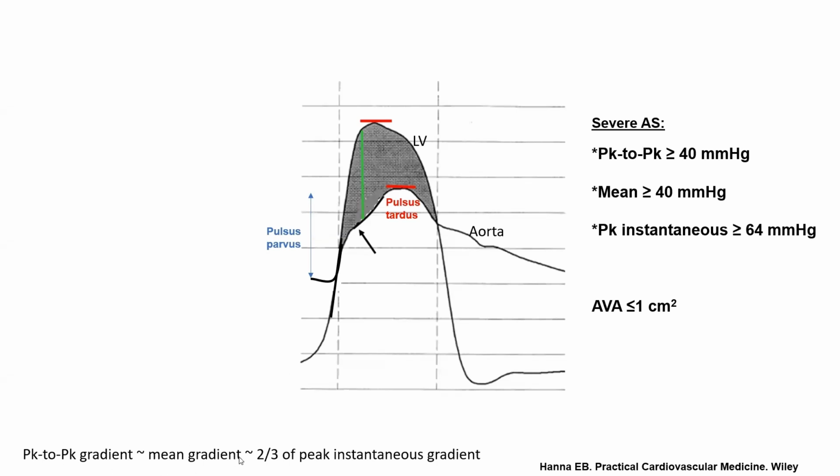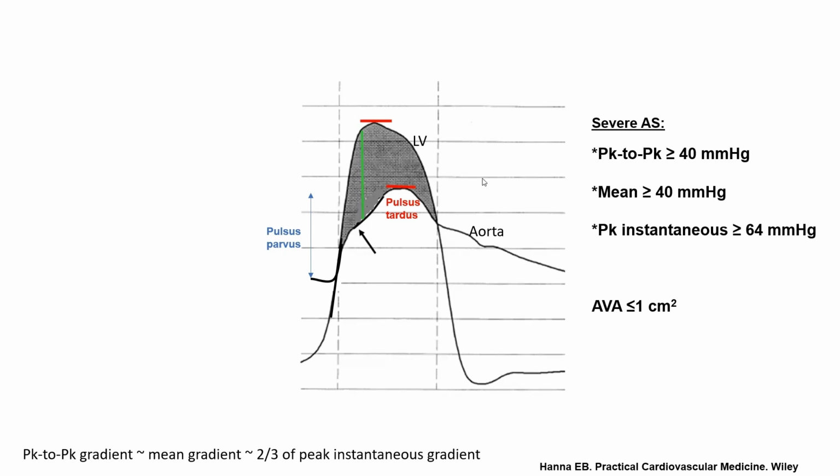And you need to know the correlation of those gradients. Peak to peak is almost equal to the mean gradient, which is almost 2/3 to 70% of that green one, the peak instantaneous gradient. And those are the criteria for definitely severe AS: more than 40 for peak to peak and mean, more than 64 for peak instantaneous, and less than 1 for valve area. The anacrotic notch, especially a low anacrotic notch on the upslope, helps support the diagnosis of severe AS.